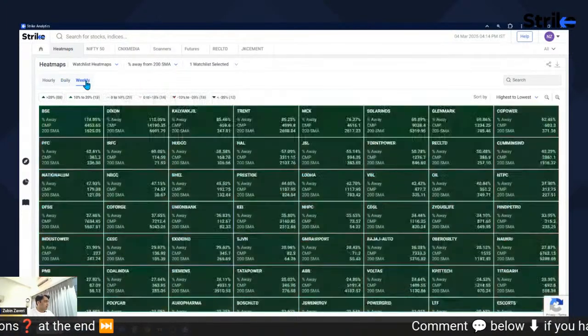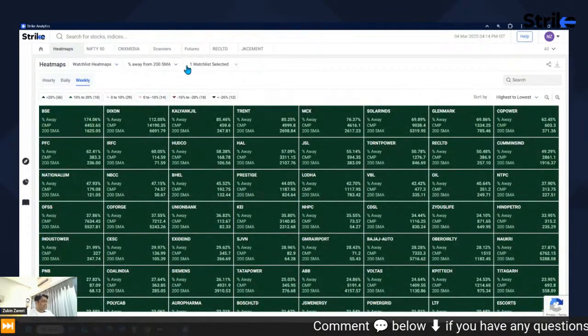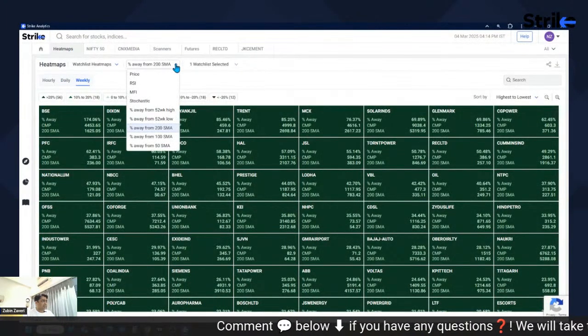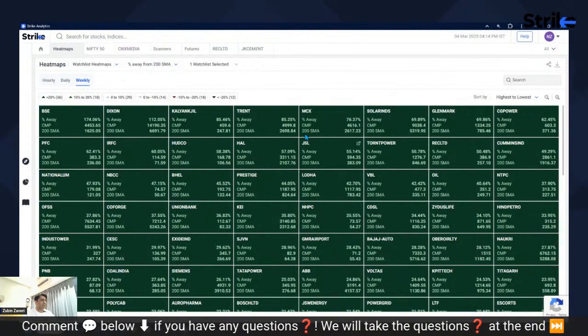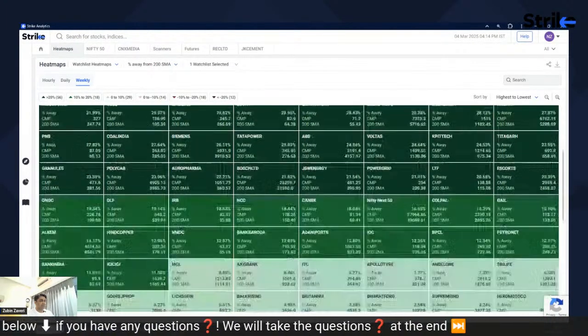You can also select when you are looking at weekly. You have to understand that it will be percentage of stocks away from the 200-day weekly moving average.